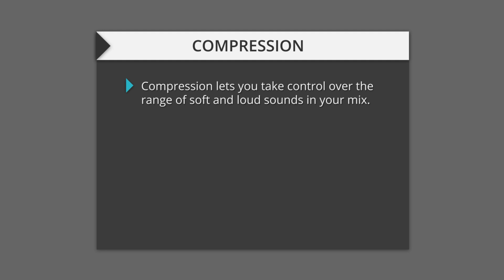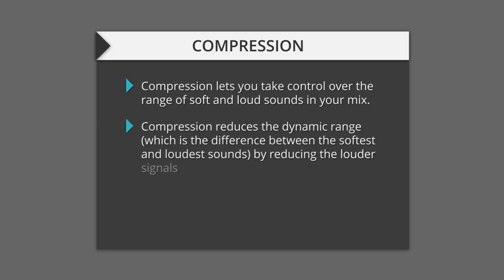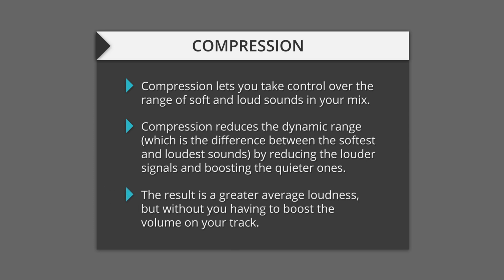In a nutshell, compression lets you take control over the range of the soft and loud sounds in your mix. That's what I mean by dynamics: soft and loud sounds. Compression reduces the dynamic range, which is the difference between the softest and loudest sounds, by reducing the louder signals and boosting the quieter ones. The result is a greater average loudness, but without you having to boost the volume on your track.